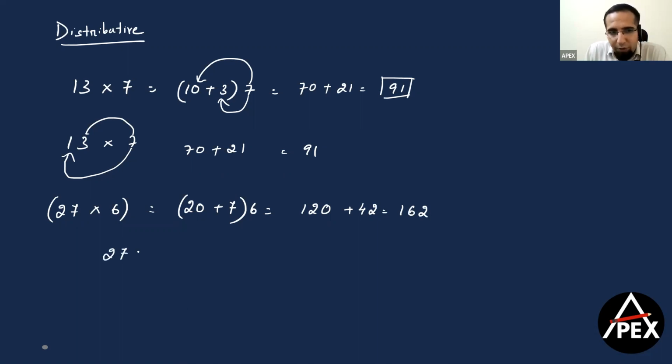I repeat, you have 27 into 6. Keep two numbers in your mind. 6 sevens are 42, and 6 twos are 12. 12 ending with a 0 is 120. So your answer becomes 120 plus 42. That is going to be 162.